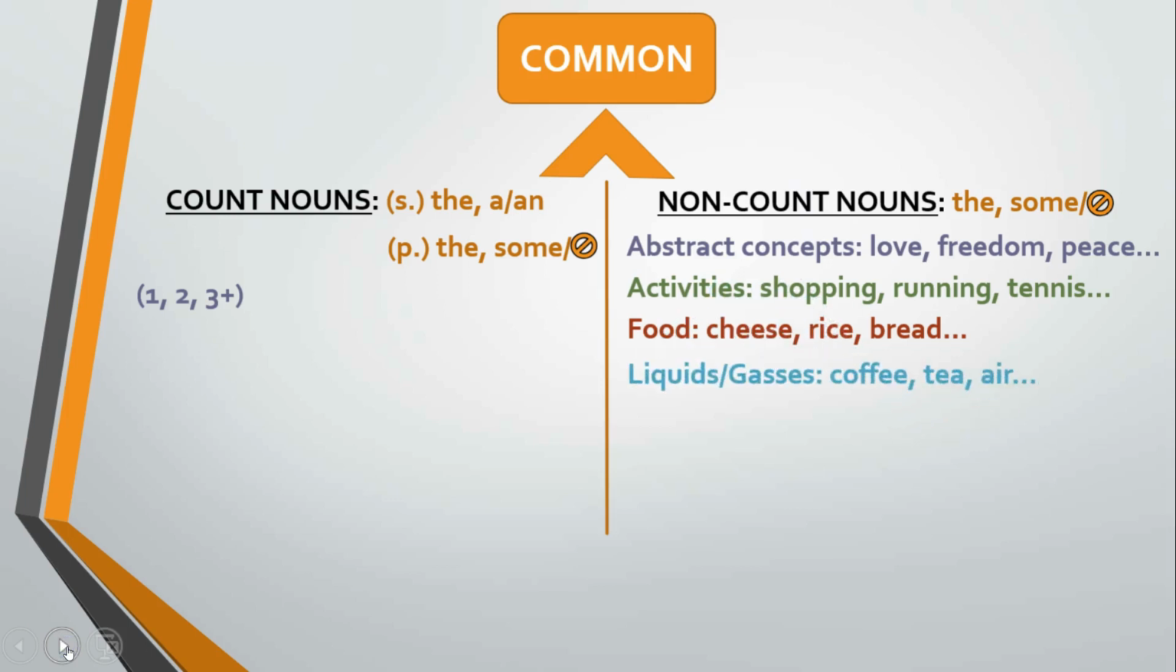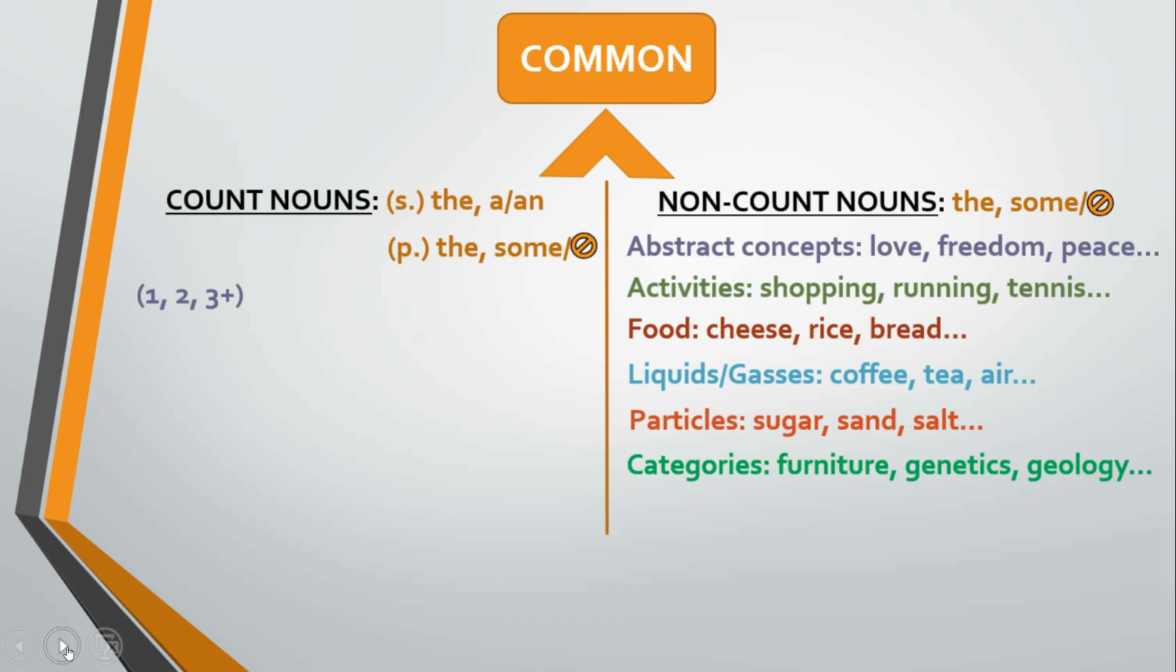Different liquids or gases like coffee, tea, or air, right? You can't just simply count these. Particles such as sugar, sand, or salt. Categories: furniture, genetics, geology, subjects. Natural events: thunder, lightning, storm. So these are the non-count nouns in English. Now let's give some examples about everything we've been saying so far.